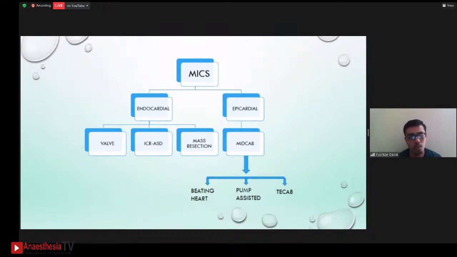Epicardial is, you can say, above, the chambers are not open. So it involves the MIDCAB, that is minimally invasive direct coronary artery bypass surgery, which can be done in 3 ways. It is either beating heart surgery, or the pump assisted beating heart, or pump assisted with cardioplegia, or it could be totally endoscopic, that is robotic cardiac surgery, CABG. The other types of surgeries are endocardial surgeries, including valvular surgeries, intracardiac repair of congenital lesions like ASD, and then cardiac mass resections like myxoma.